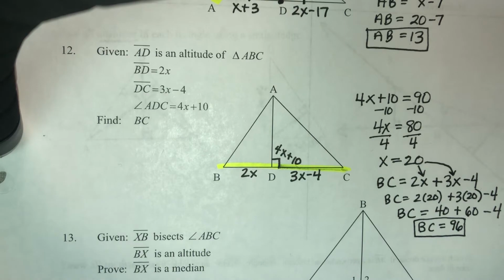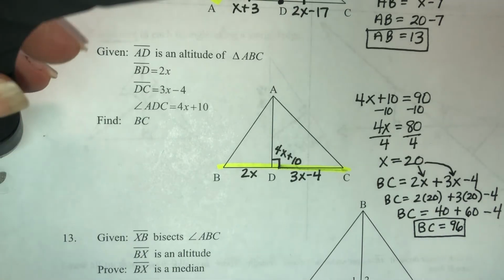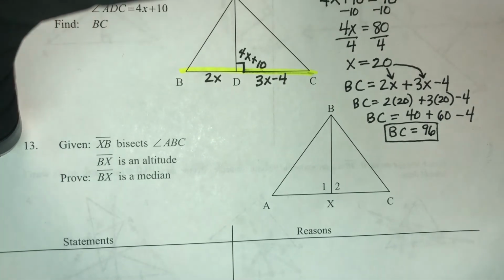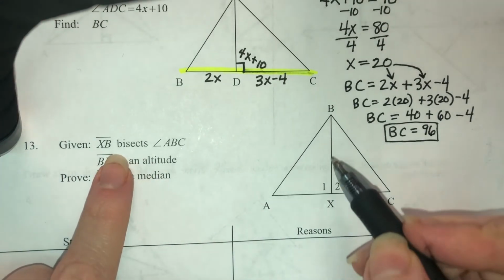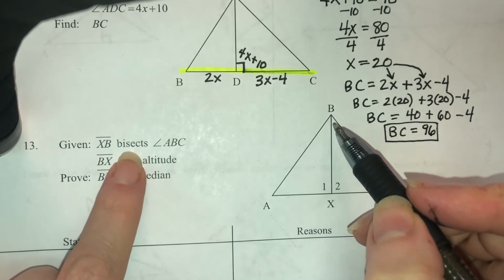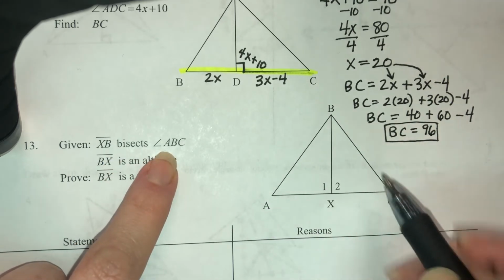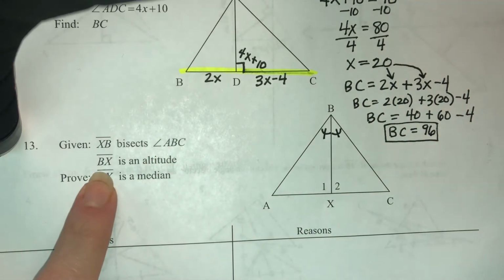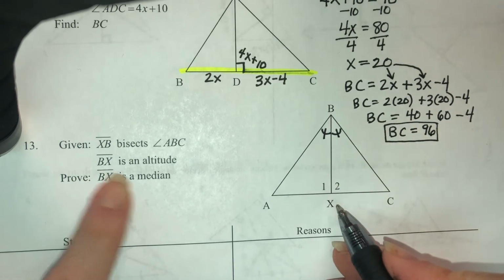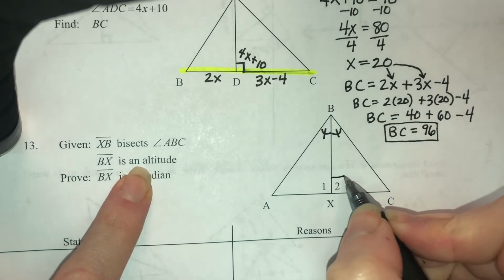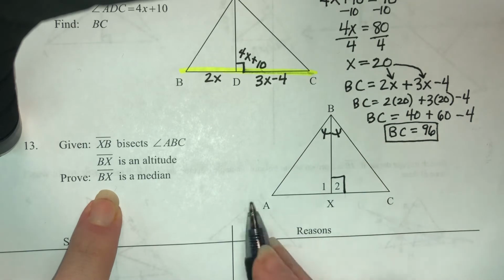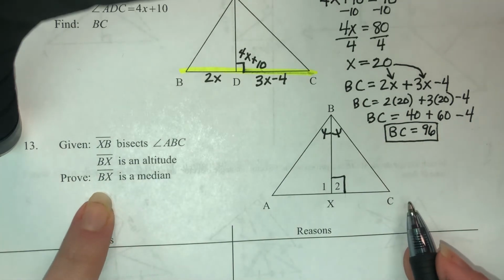All right, next we're going to work on a proof. So the proof says, given that segment XB bisects angle ABC, that means it cuts this angle into two congruent angles. Segment BX is an altitude. Altitude means this would have to be a right angle. Prove that BX is also a median on this problem.